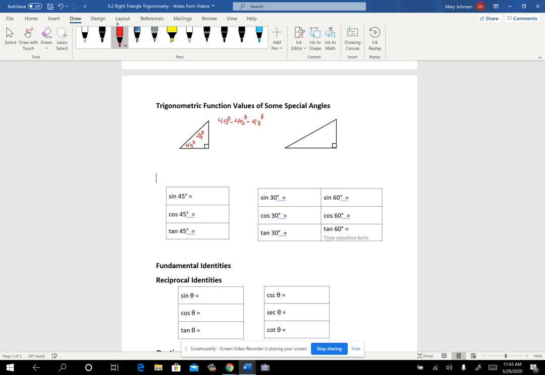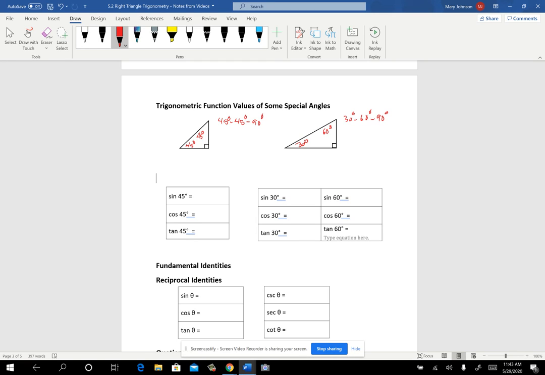All right, and then over here, another special triangle we use quite a bit is one that's called a 30, 60, 90. If this angle's 30, we know this one has to be 60 since there's 180 degrees in your triangle. So this is a 30, 60, 90 degree triangle, okay?